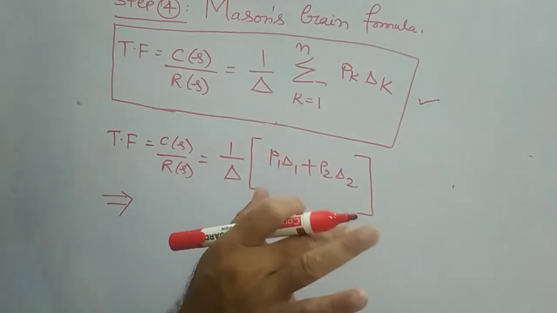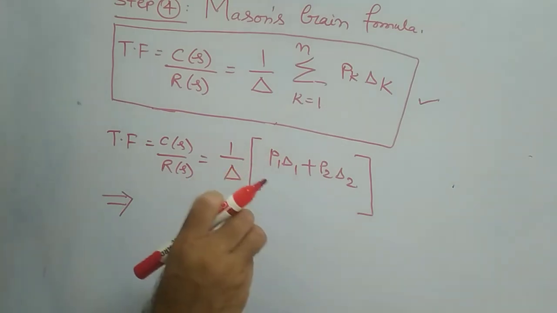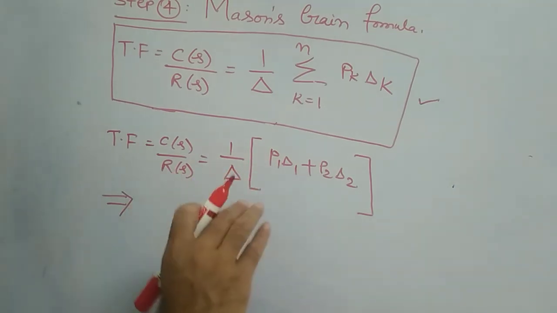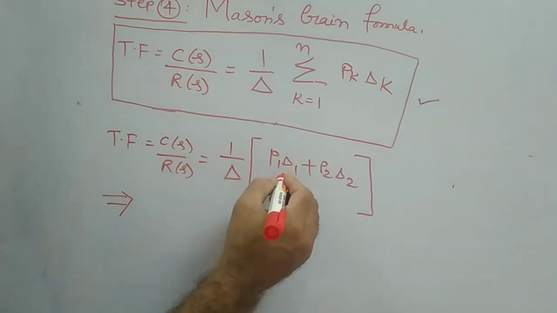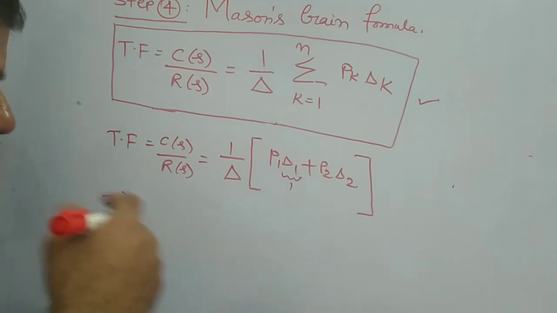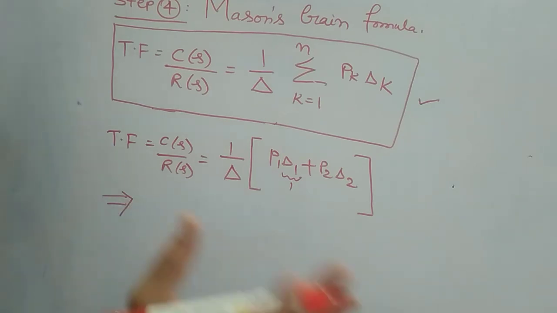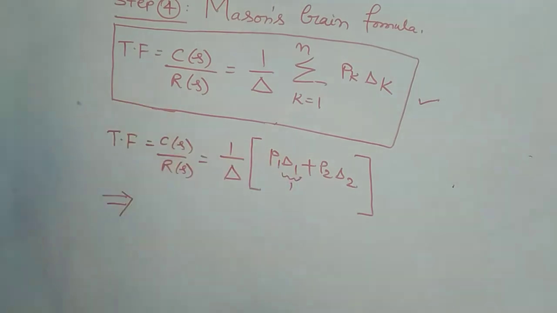For this given problem, all the 5 individual loops are touching the first forward path. Therefore, in this case, your delta 1 becomes 1, because there are no non-touching loops. All loops are touching the first forward path. Therefore, your delta 1 becomes 1.